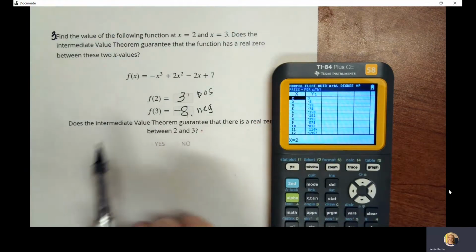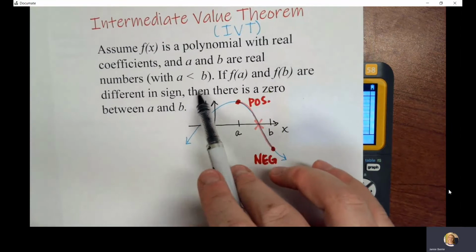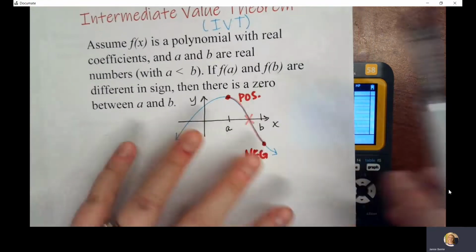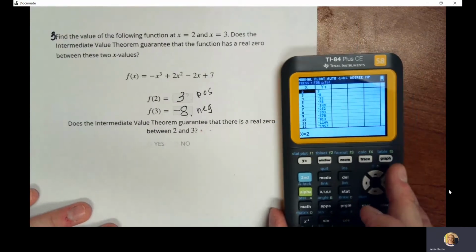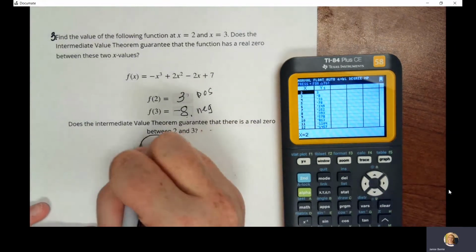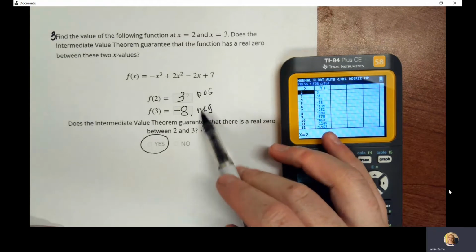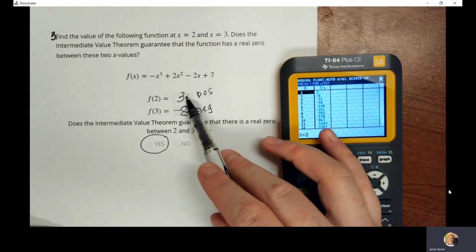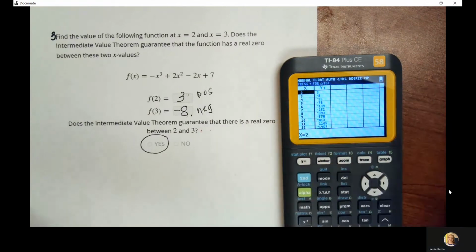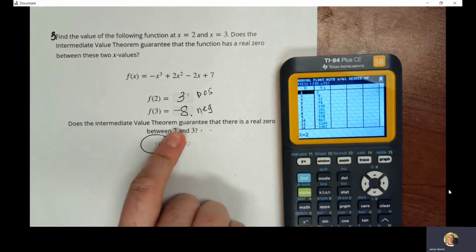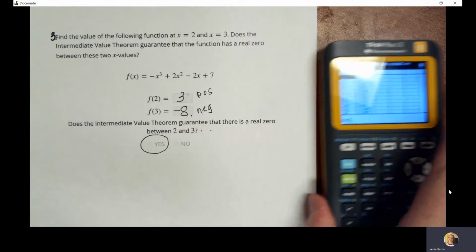All right, so since those function values are different in sign, then there is a 0 between 2 and 3. So does the intermediate value theorem guarantee that there's a real 0 between 2 and 3? Yes. You would only answer no if these were both positive function values, like if you had 3 and 5, or if they're both negative. What you want here is for them to be different in sign, one positive, one negative.